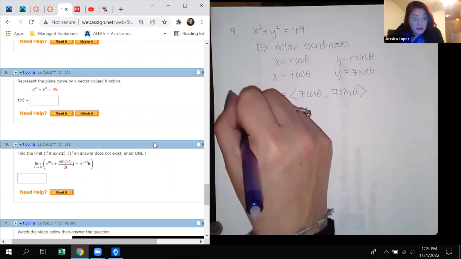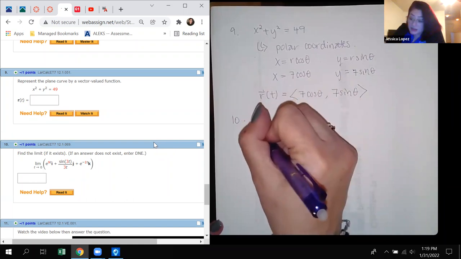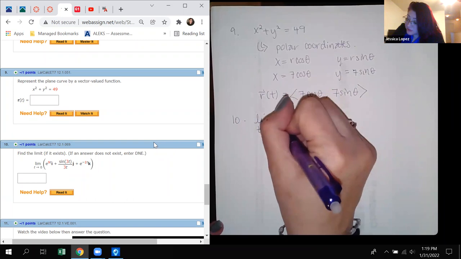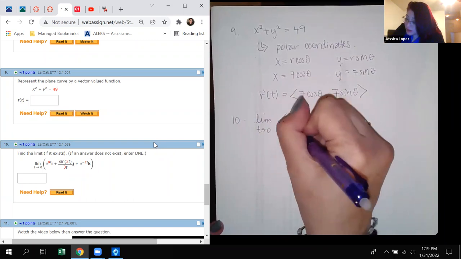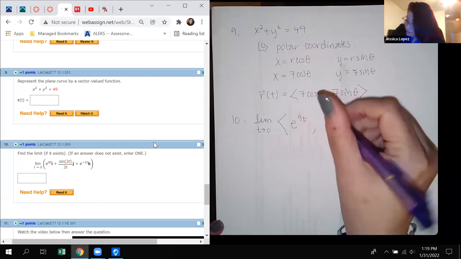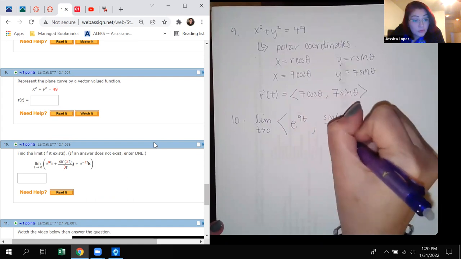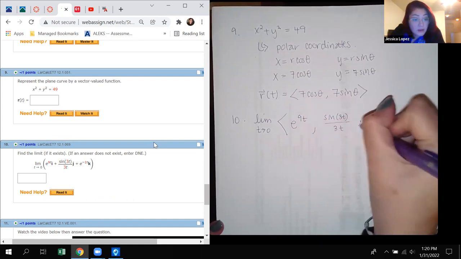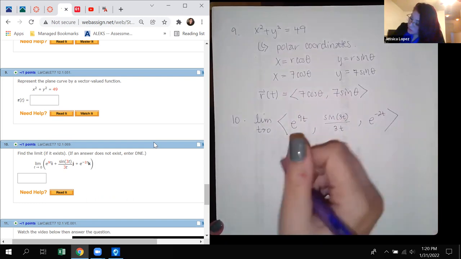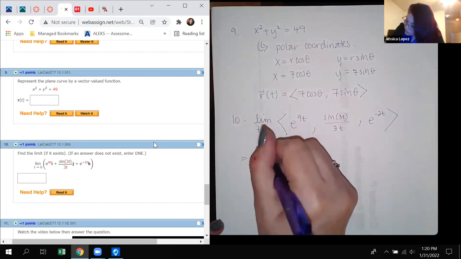For number 10, oh, they're finally getting into limits. We'll start getting into some vector calculus in a little bit. I'm gonna put this in vector form. So I get e to the t for the first component, then sine of 3t over 3t, and then e to the negative 2t. So for these, you're basically taking the limit of each individual component.